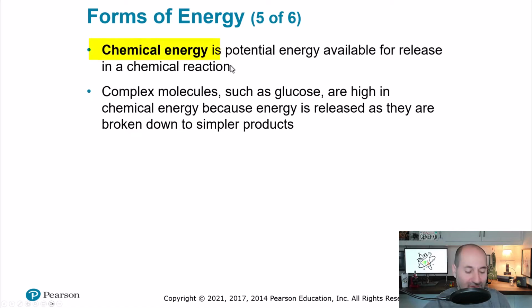What about chemical energy? Did you know that chemical energy is actually a type of potential energy? Just like thermal energy. Do you remember thermal energy was a type of kinetic energy? Just like that, chemical energy is a type of potential energy.